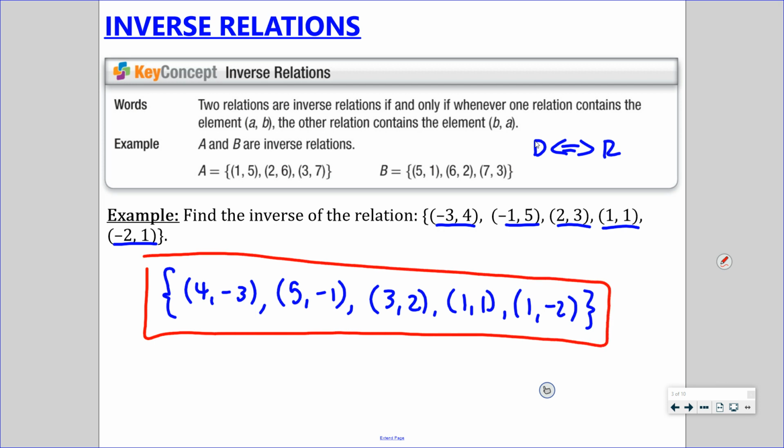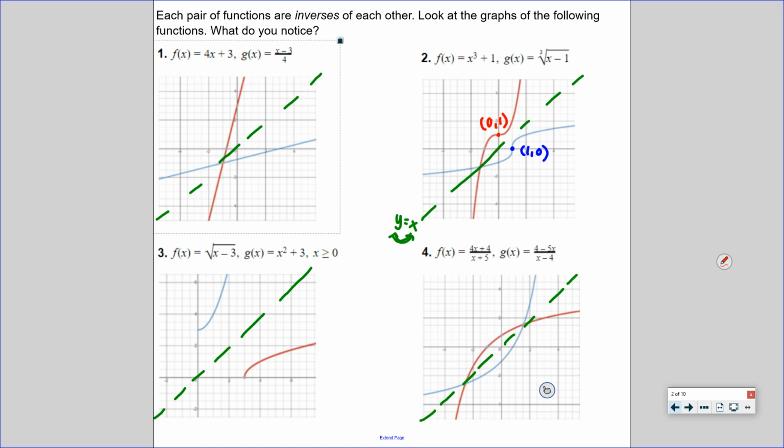Now, let's see if that works for these graphs. So in this first one, I have this point right here. This point is negative 1, negative 1. Let's say the red is my original. So its inverse is going to have what point? See how that's also on the graph of the inverse? Okay, all of these coordinates just flip-flop. Look at this one here. This is 0, 2. 0, 2 becomes 2, 0 on the inverse. That's their relationship. Their x and y just flip-flop. Got it?